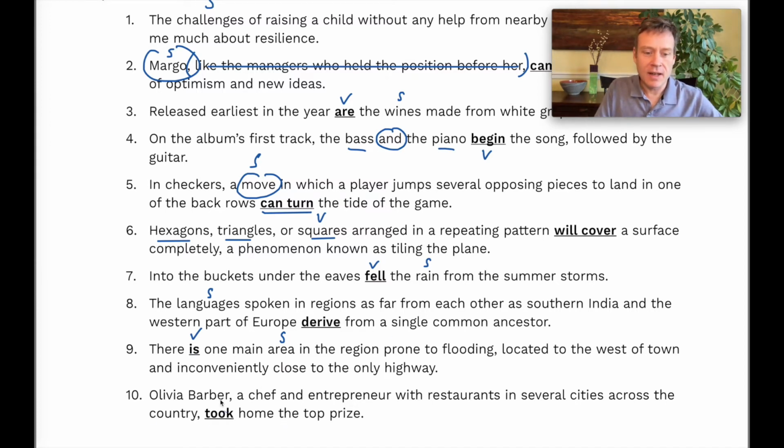And finally, number 10, Olivia Barber, she is the one who took home the top prize. And so all this stuff in between is just there to distract you. It cannot be the subject, and the real subject is Olivia Barber.